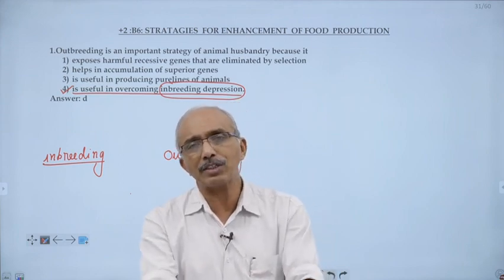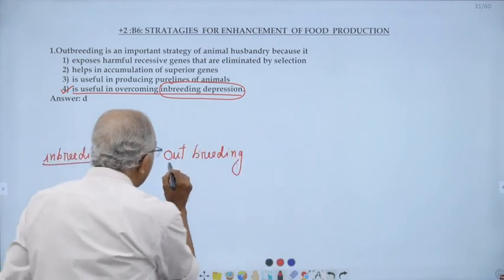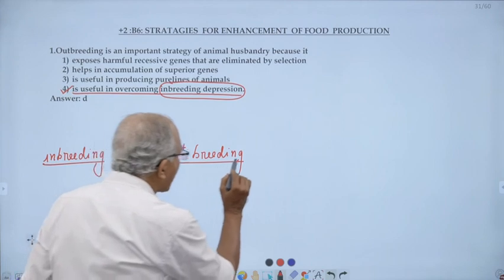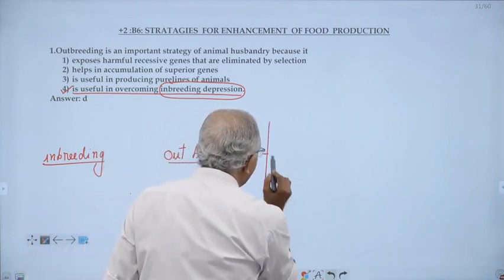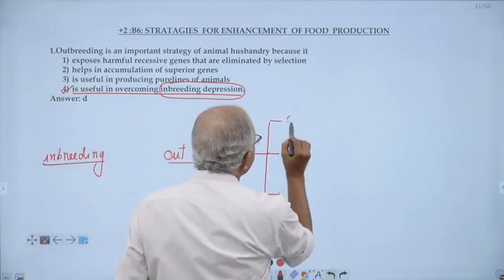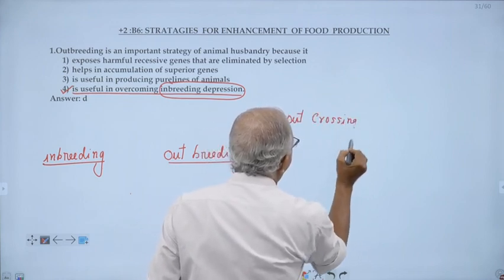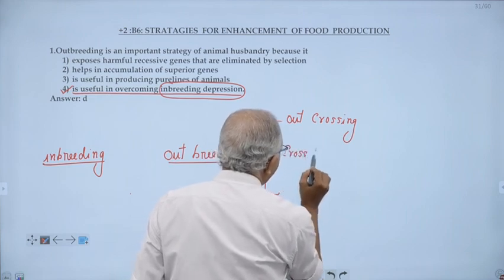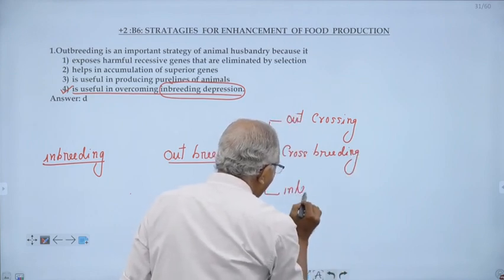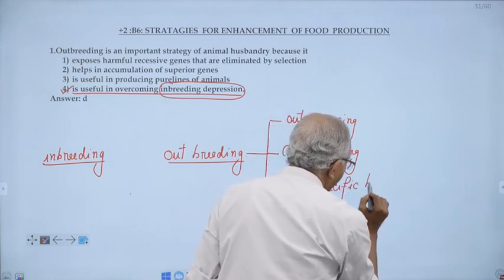How to overcome this disadvantage? As per the option, it can be overcome by outbreeding. But there are three types of outbreeding: outcrossing, crossbreeding, and interspecific breeding.